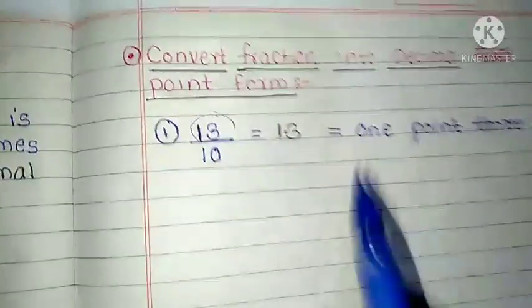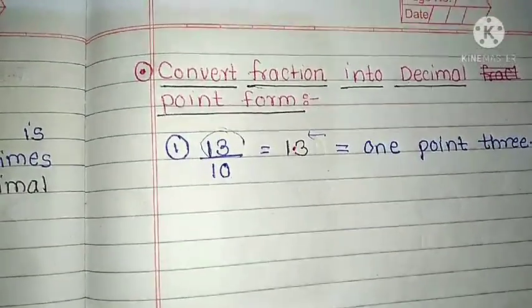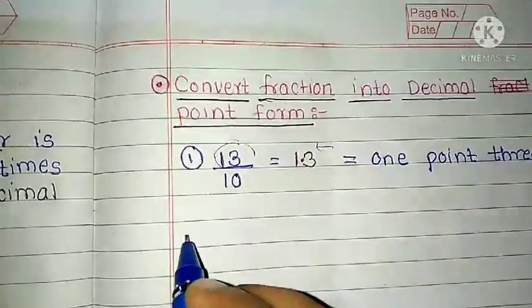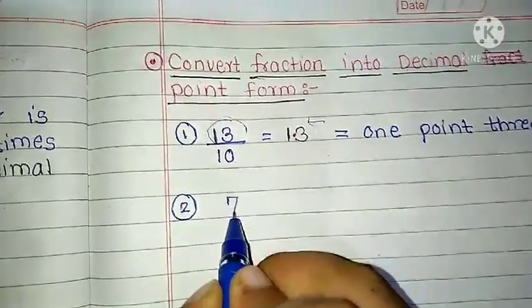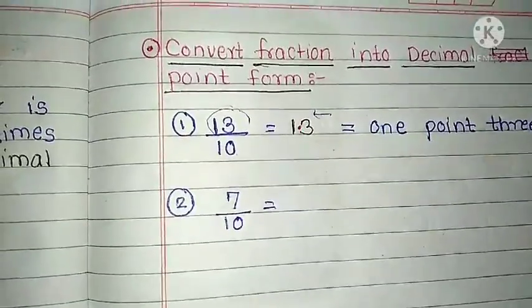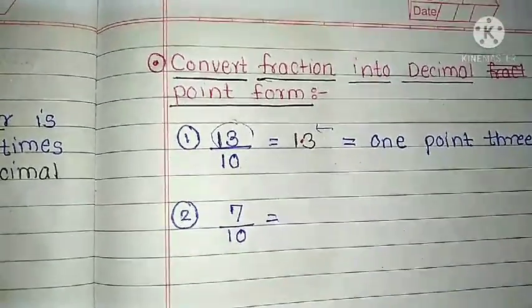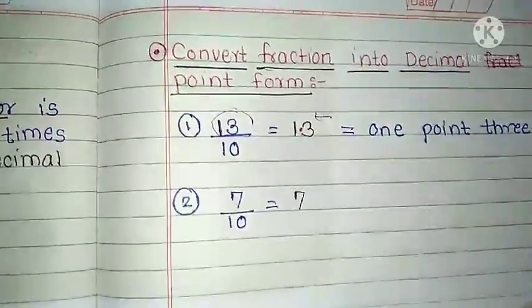So from your right side you have to put a decimal point according to the zeros present. Now I am writing here 7 upon 10. Second number is 7 upon 10. So how do we write it?